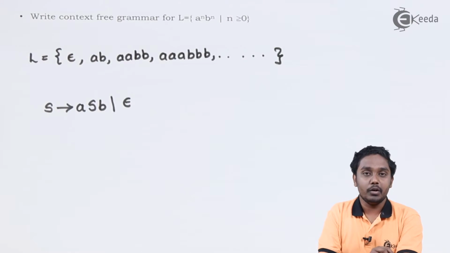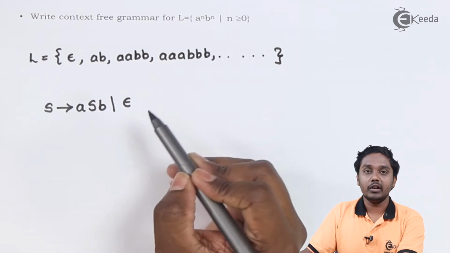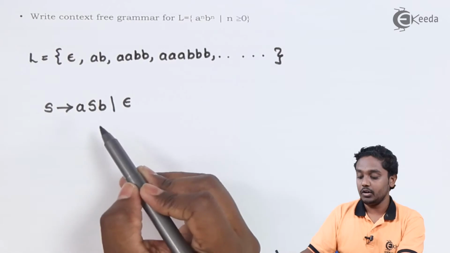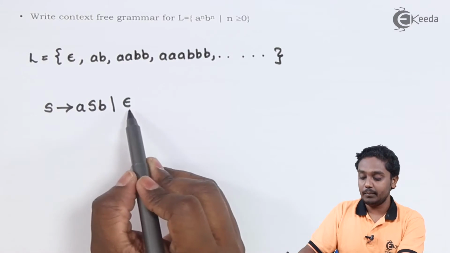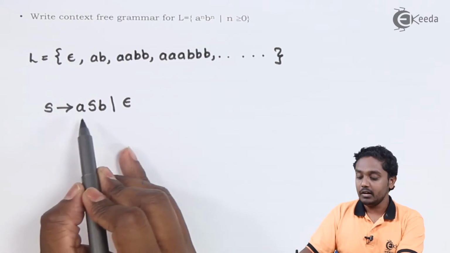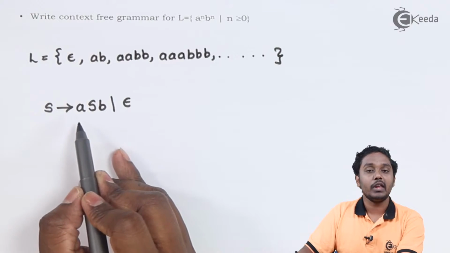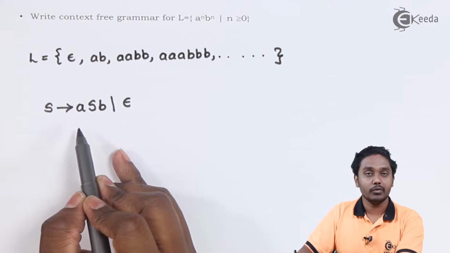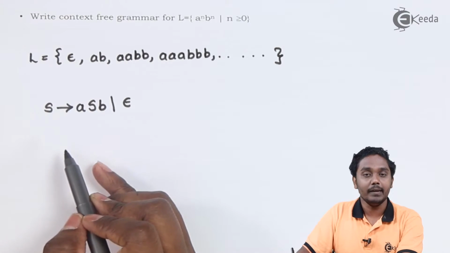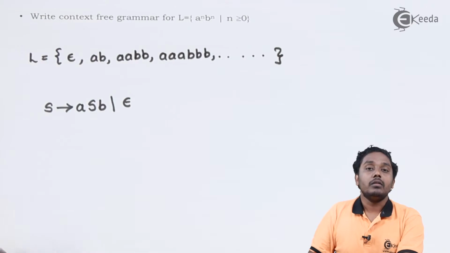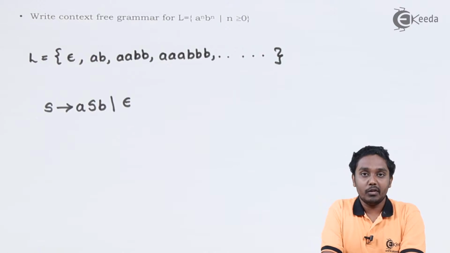This grammar produces exactly the same language that we have written in this particular bracket. You can see that this will produce epsilon because S produces epsilon. Now, other than epsilon, it will produce an equal number of A's and B's, that is of the form a to the power n, b to the power n. Now, let us derive a few strings from this particular grammar using various methods such as a leftmost derivation or a rightmost derivation or a parse tree.